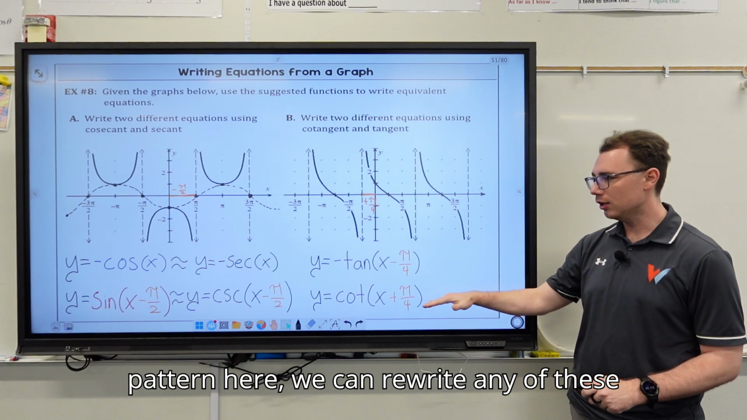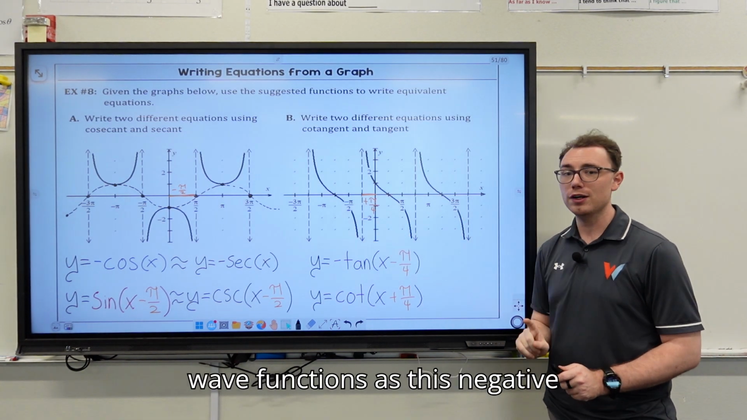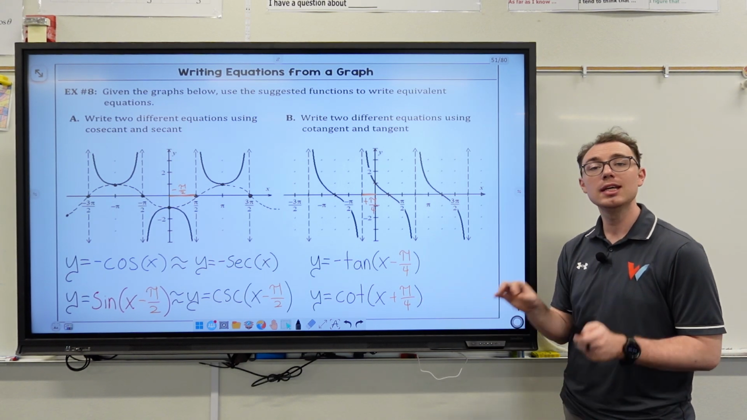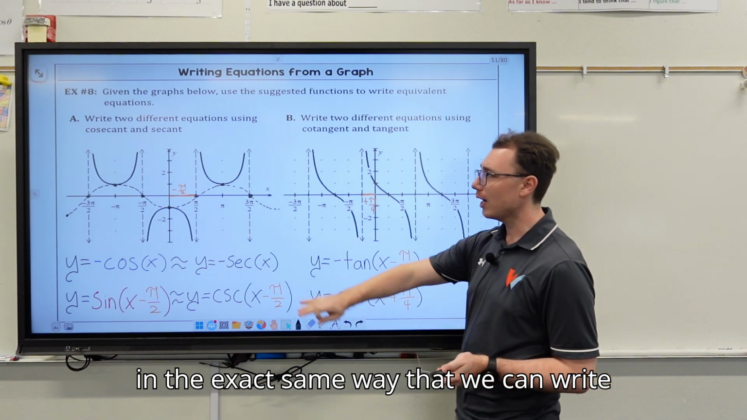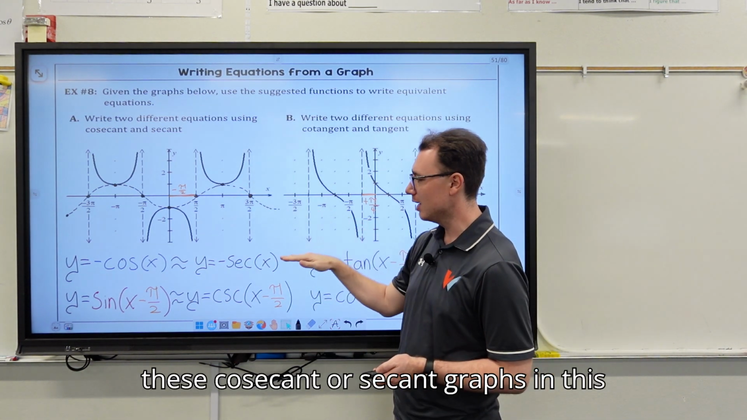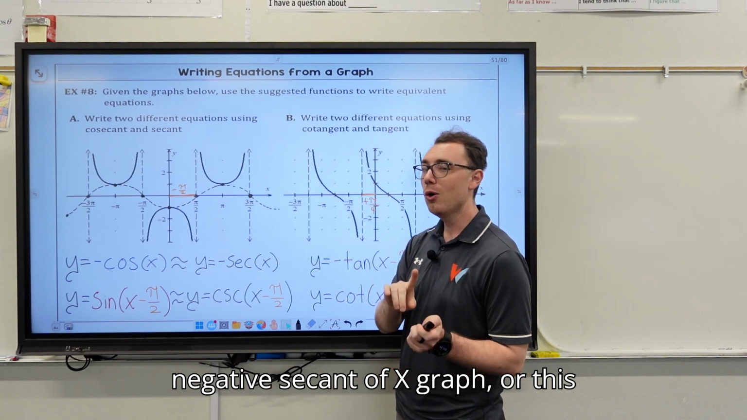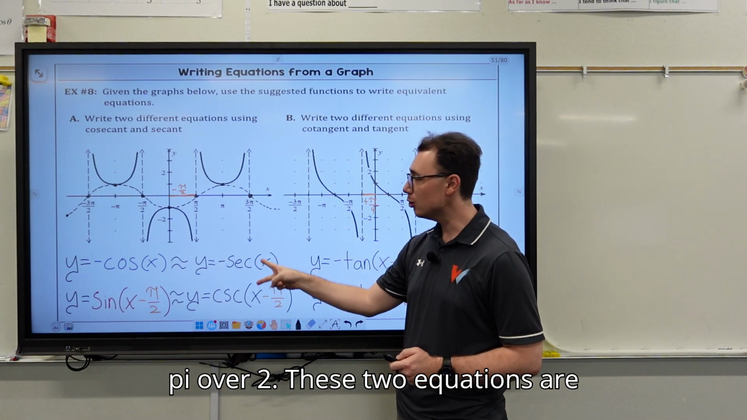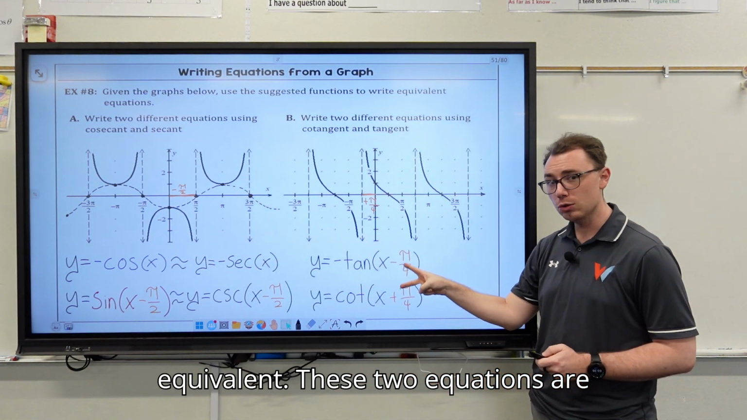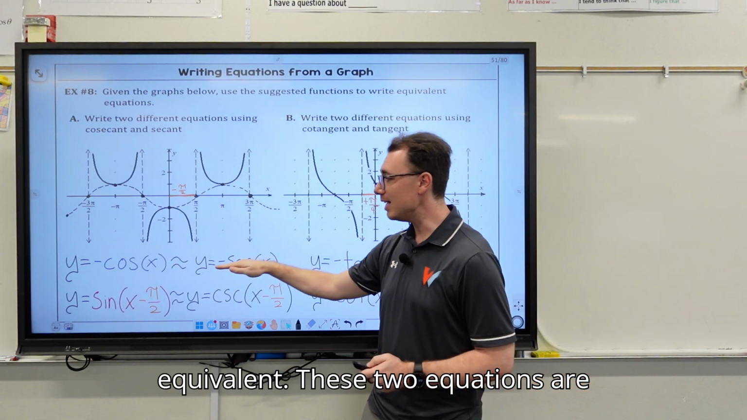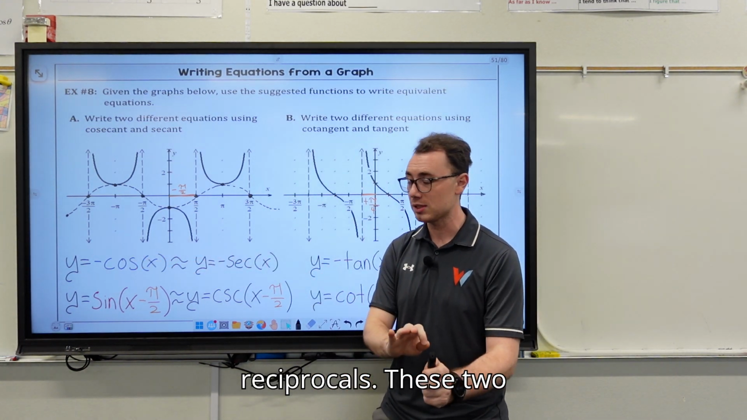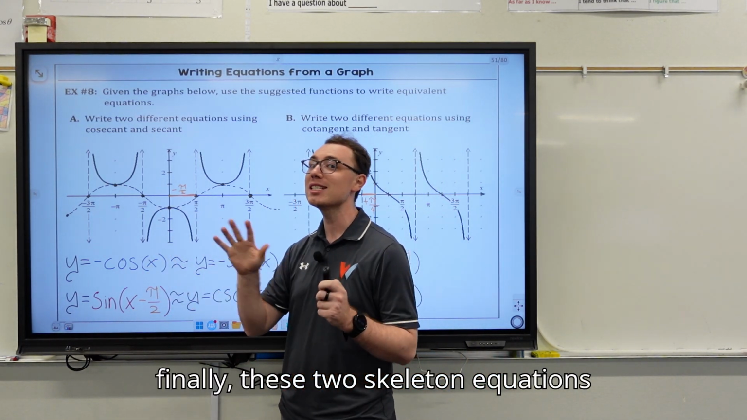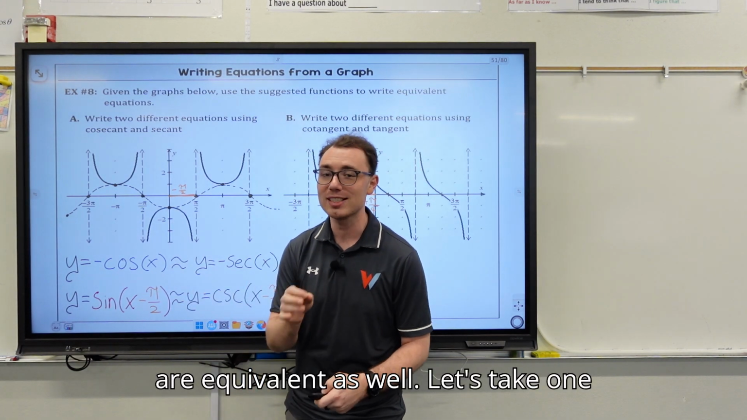For this pattern here, we can rewrite any of these wave functions as this negative tangent or this positive cotangent, in the exact same way that we can write these cosecant or secant graphs in this negative secant of x graph or this positive cosecant of x plus pi over 2. These two equations are equivalent. These two equations are reciprocals. And finally, these two skeleton equations are equivalent as well.